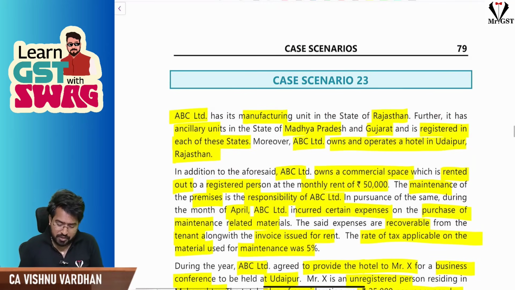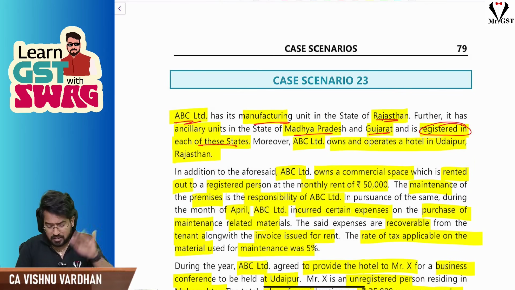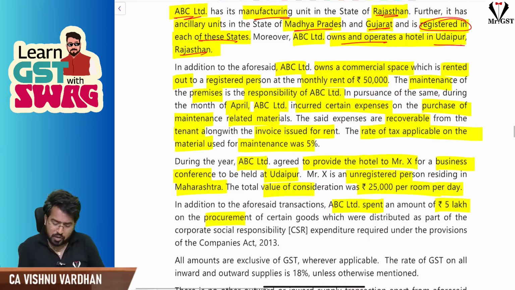Okay, only 3 questions here. Now coming to the point. This is the story of ABC Limited manufacturing in Rajasthan and also having other units in Madhya Pradesh, Gujarat, registered in all the states, and also additionally they are owning and operating a hotel in Udaipur, Rajasthan. They are also having a commercial space which is rented out to a registered person. Monthly rent 50,000.